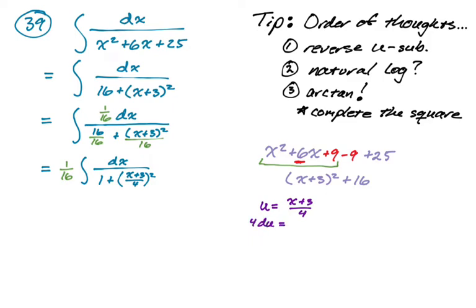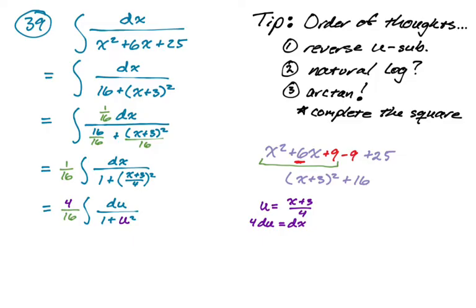So 4 du is equal to dx. Let's make our substitution. So the 1 over 16th, and then I'm pulling out a 4, so I'm going to have 4 over 16, integral of du over 1 plus u squared. I kind of regret that du is not purple, but it's not, so whatever.